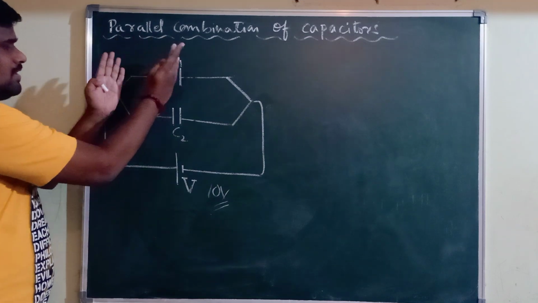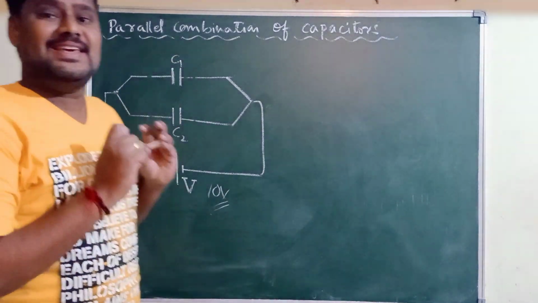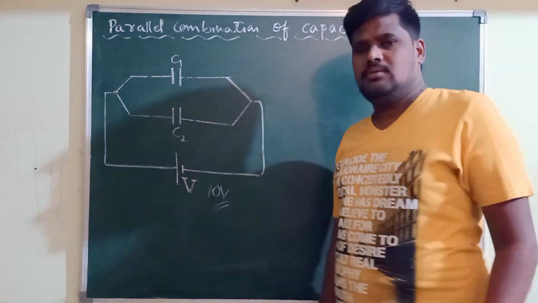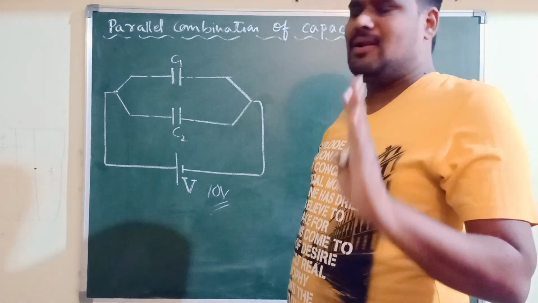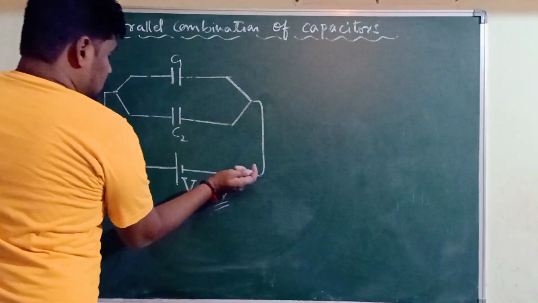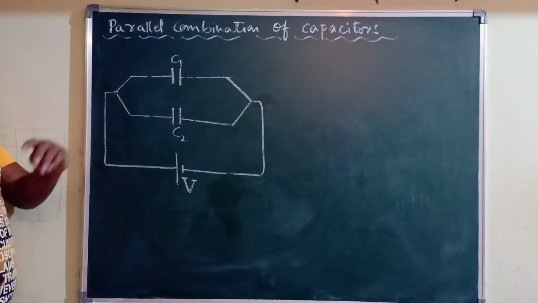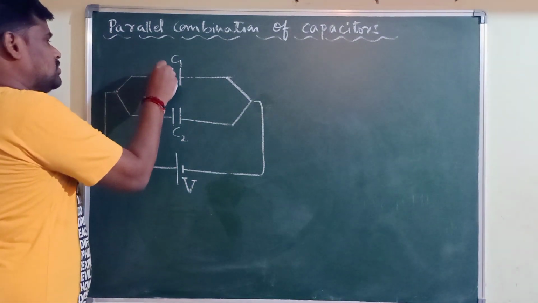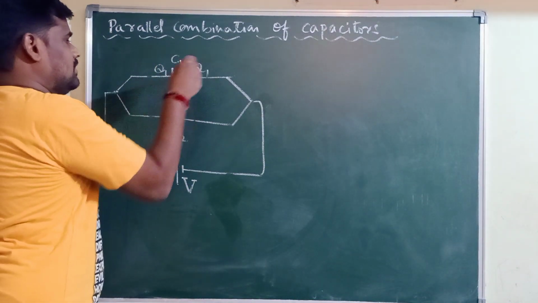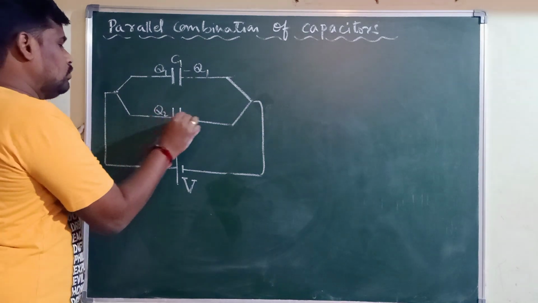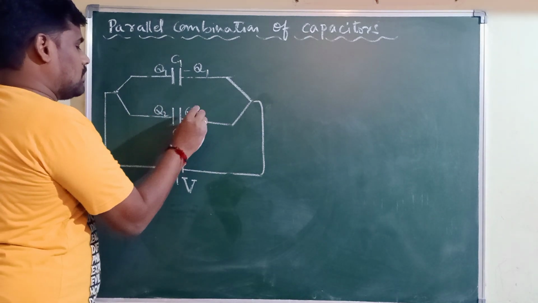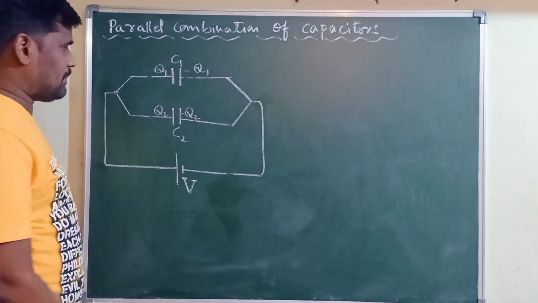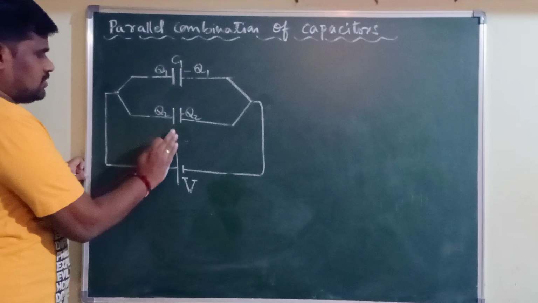In general, the potential difference across each capacitor will be the same in case of which combination? Parallel combination. But the charge stored by the capacitors will not be the same here. Q1 is the charge stored by the first capacitor. Q2 is the charge stored by the second capacitor.